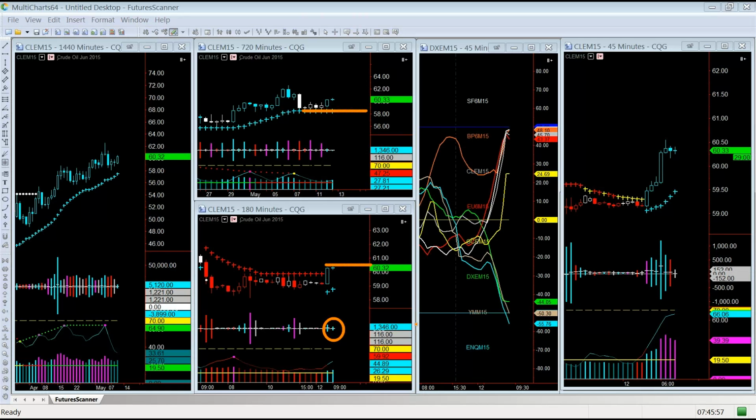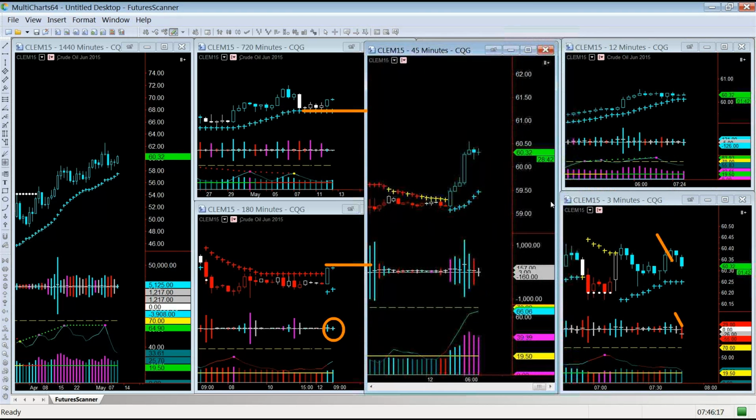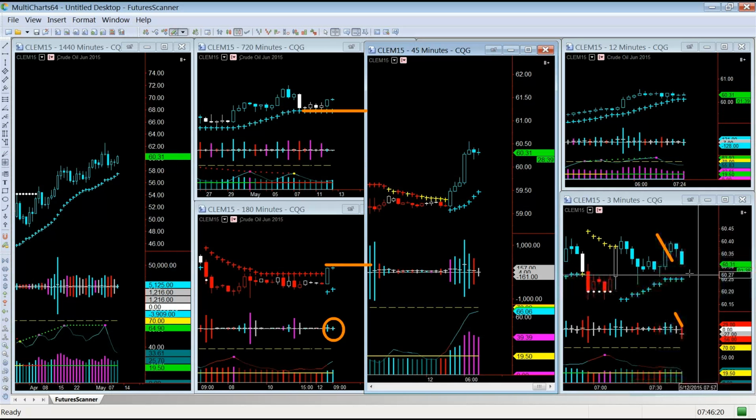Any particular reason? It's not confirmed. Now here, I can read that divergence. We should get the magenta peak. In this case, I'm already going to go down to a 3 minute and say, okay, on my 3 minute chart, I should have a red ATR. Do I have a red ATR? No.